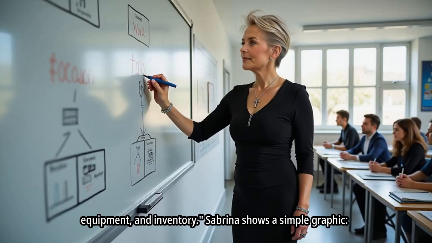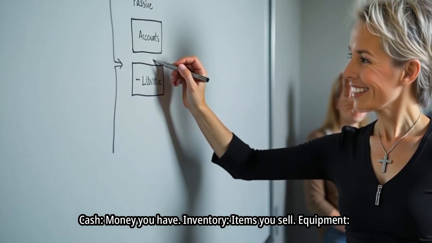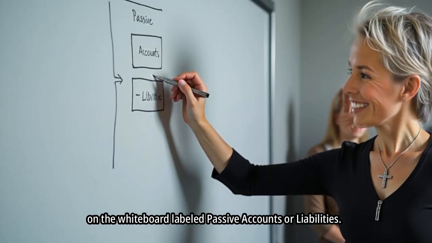Sabrina shows a simple graphic. Cash, money you have. Inventory, items you sell. Equipment, tools or machines you own.